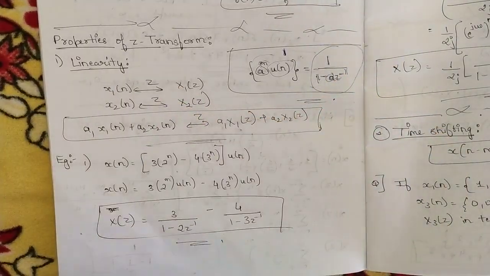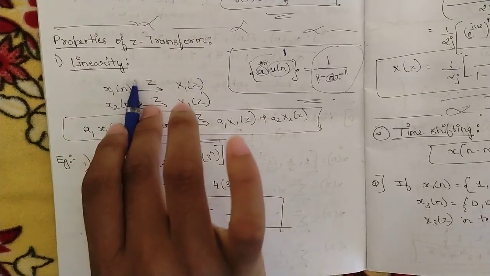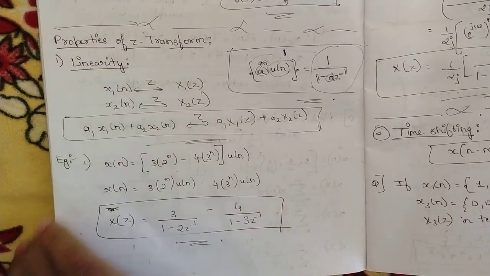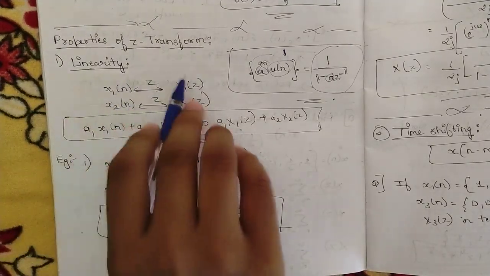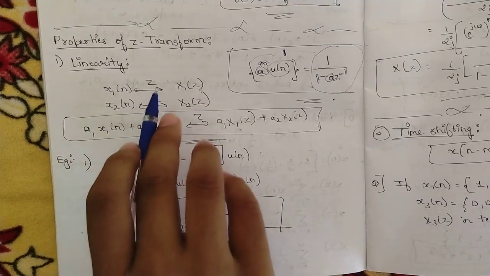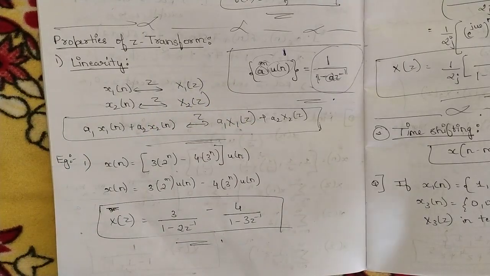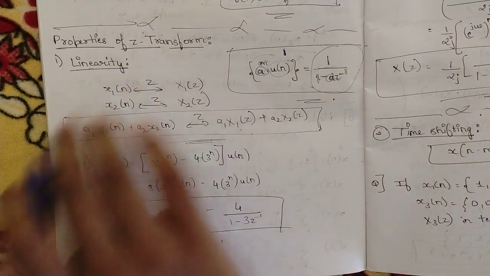So now let us see this linearity property. In the linearity property, basically we have two sequences, x1 of n and x2 of n. If we convert x1 of n to the Z domain, it would be equal to x1 of z, and x2 of n in the Z domain would be equal to x2 of z. We have seen how it works.